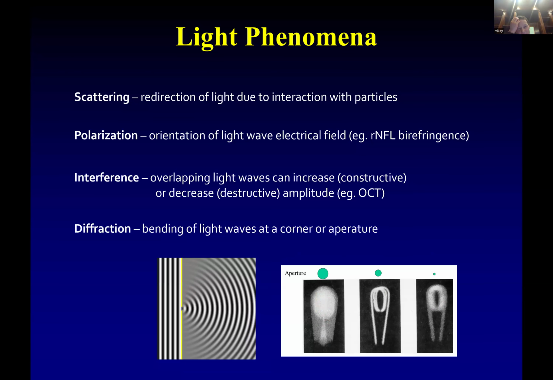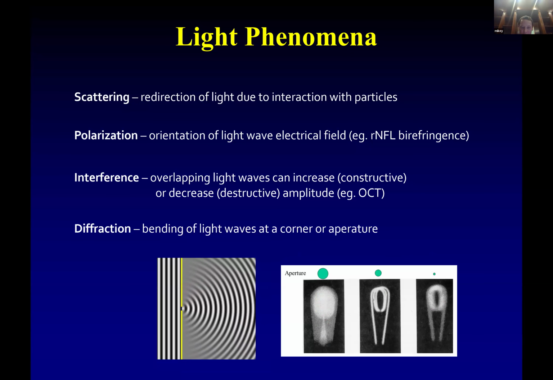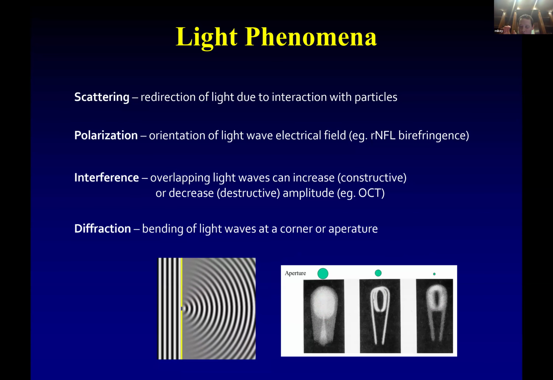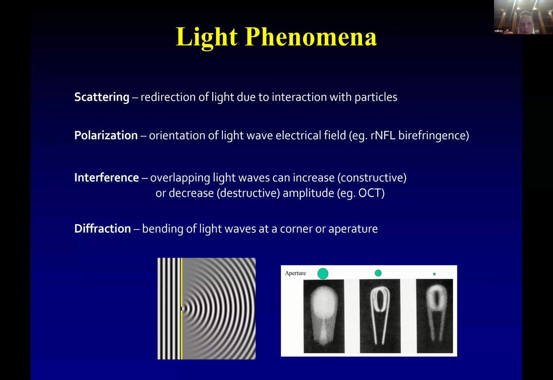And then diffraction. Diffraction is this cool process where light will bend at a corner or aperture. Waves come through a little aperture, and they don't go straight through, they bend. So as the pinhole gets smaller, the blur circle decreases, but if it gets too small the light starts to diffract. And that's what limits the size or resolution of a pinhole.